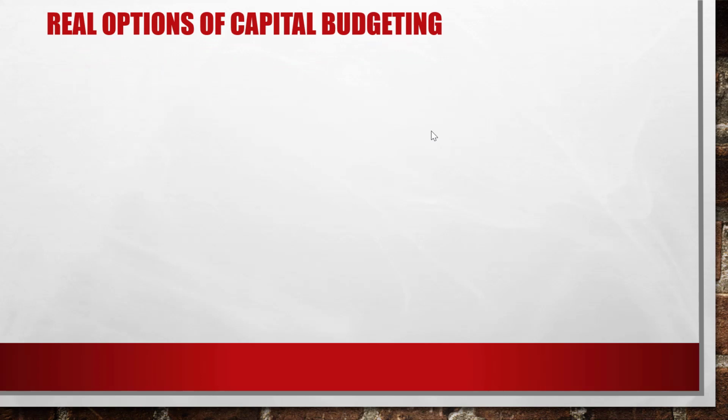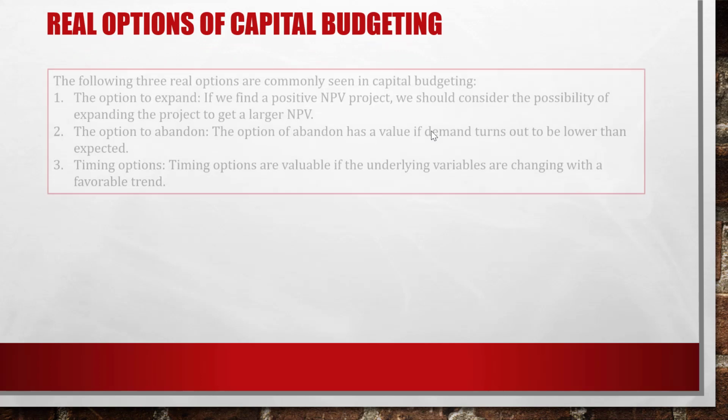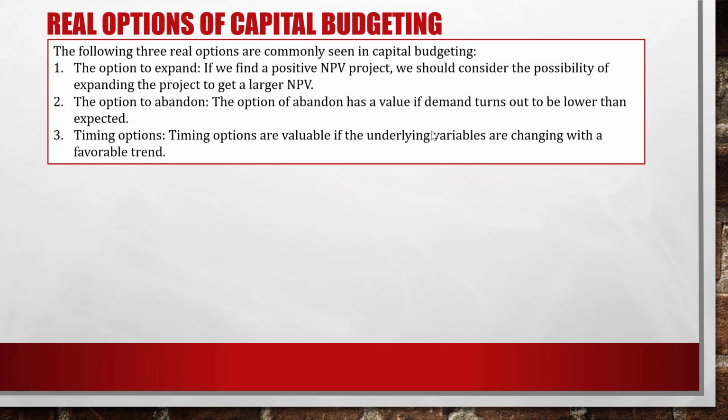Now we consider a couple of real options of capital budgeting. The following three real options are commonly seen in capital budgeting. First, the option to expand. If we find a positive NPV project, we should consider the possibility of expanding the project to get a larger NPV.